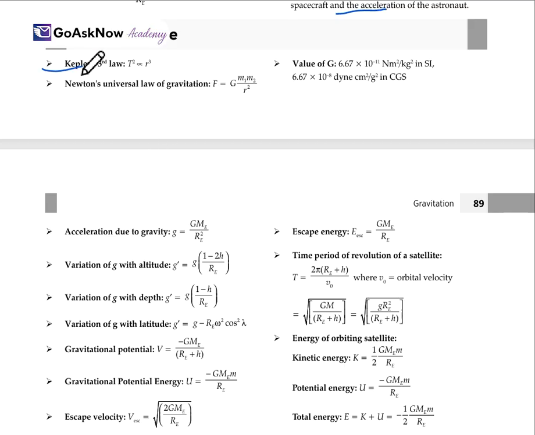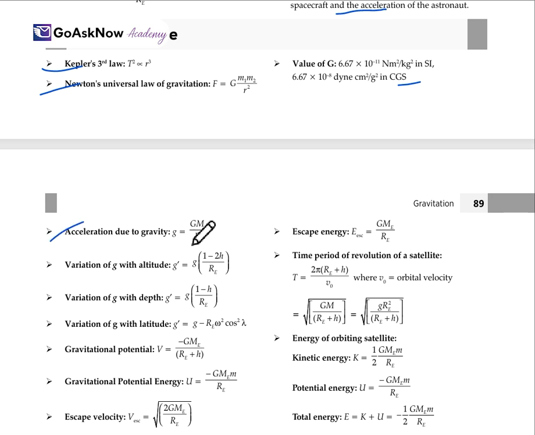According to Kepler's law, just keep in mind that T squared is directly proportional to R cubed. Universal law of gravitation: F is equal to G m1 m2 upon R squared. The value of G we should also know, in SI units and CGS units: 6.67 × 10^-11 N m² per kg². In CGS, 6.67 × 10^-8 cm³ per g s².